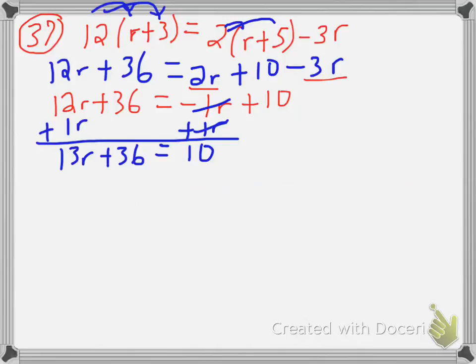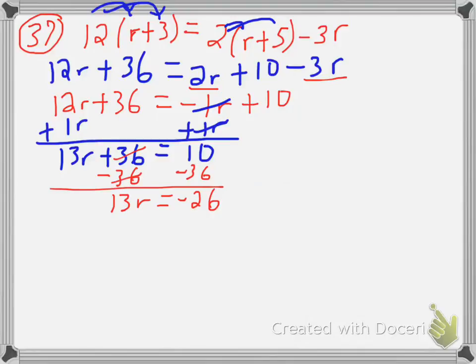Now I've got it down to one variable on my left side, no variables on my right, so I can go ahead and solve for that r. Get rid of my addition and subtraction first, so I'm going to go minus 36, minus 36. The 36 and the negative 36 cancel. That leaves us with 13r equals, and then 10 minus 36 is a negative 26.